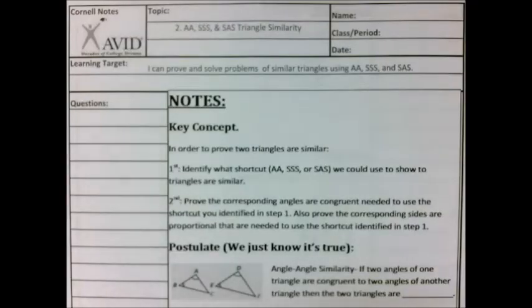Alright, this is video number 2 in our similarity unit. We're talking about angle-angle, side-side-side, and side-angle-side triangle similarity, okay? And so your learning target is: I can prove and solve problems of similar triangles using AA, SSS, and SAS.